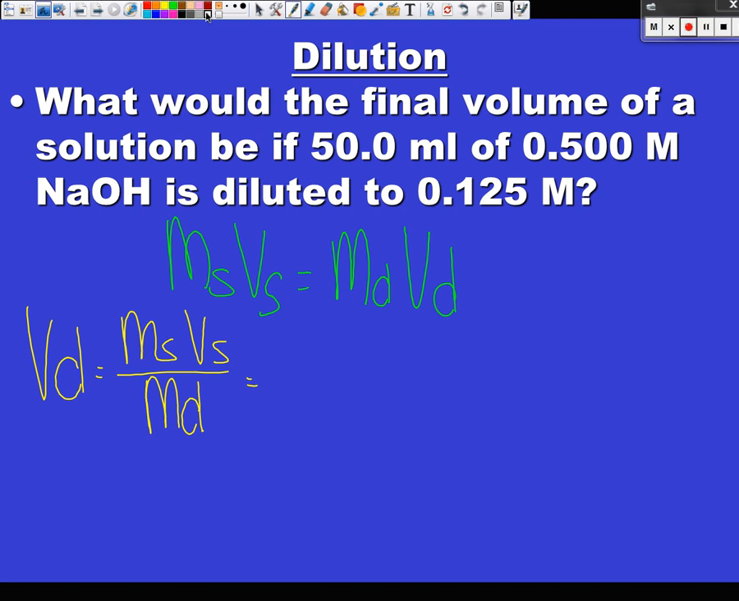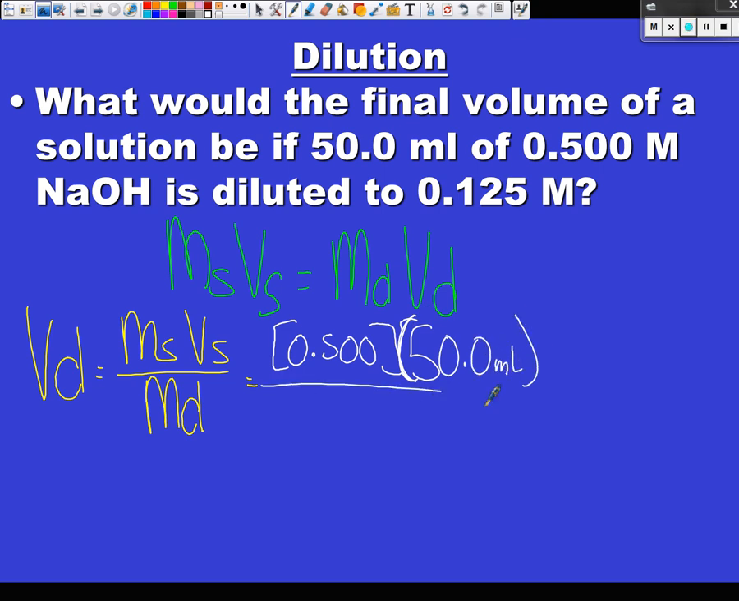So let's start with our first number. What would the final volume of the solution be if 50 mils of a 0.5 molar NaOH is diluted? Do you agree that's an action? So if something is diluted, then what does it start out as? The stock. Very good. So the molarity is 0.500. The volume is 50. Do I have to change it? No. And then I'm going to divide it all by the diluted concentration, which is 0.125. So 0.5 times 50 divided by 0.125.